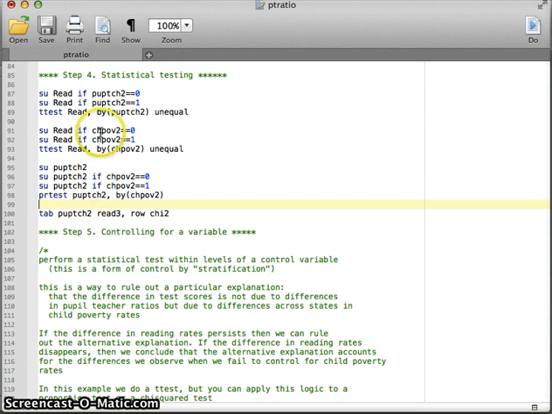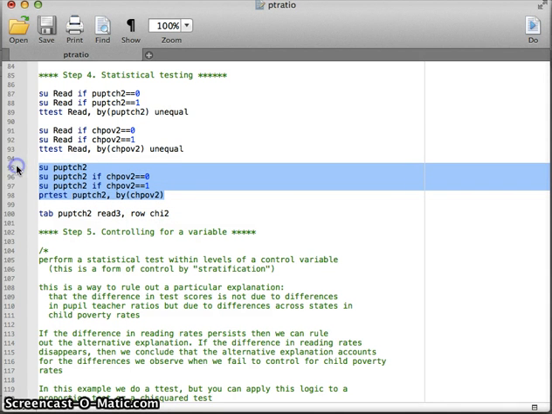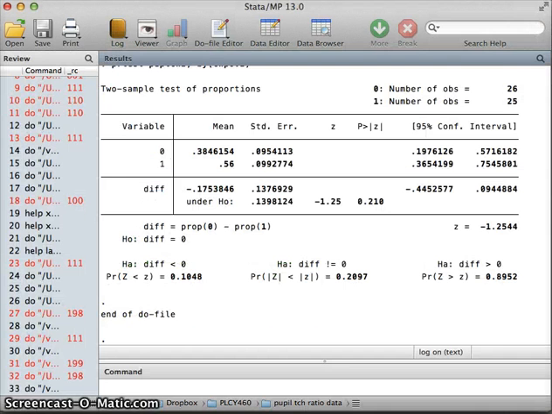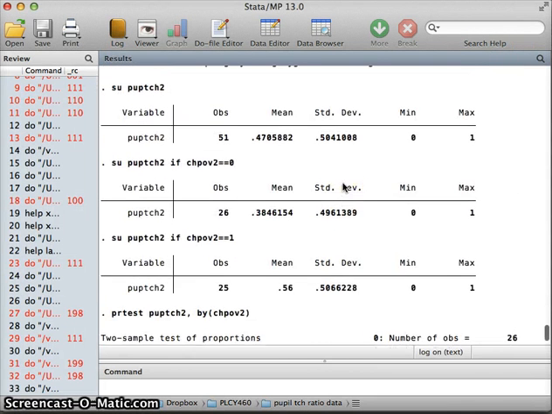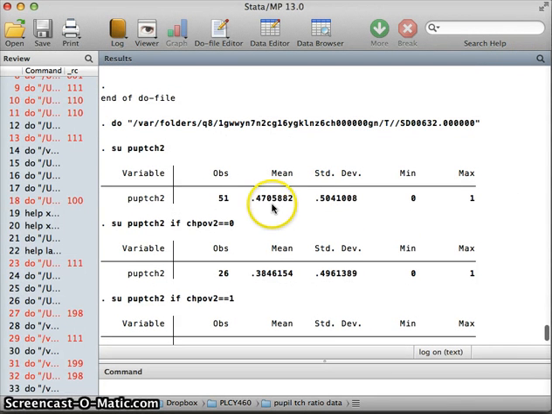The format is the same here. Just like the t-test, in the proportion test, we have the dependent variable here and the independent variable here. So let's highlight all that and take a look. Click do, go to our output. Okay, so on average, just as I said, the mean of this proportion is about 0.5, or 0.47.